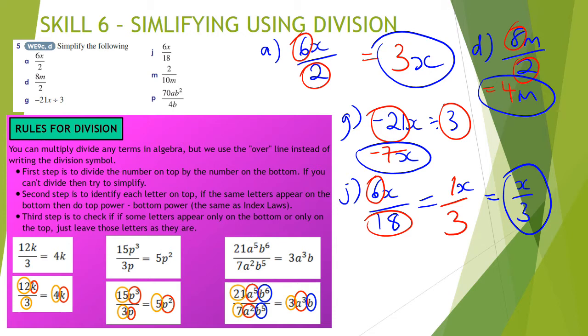If we look at m, we've got 2 over 10m. We're going to have the same problem here. We can't do 2 divided by 10, but we can try and simplify. If we simplify using the number 2, 2 goes into 2 one time, so we put 1 up the top, and 2 goes into 10 5 times, and we've got m on the bottom.